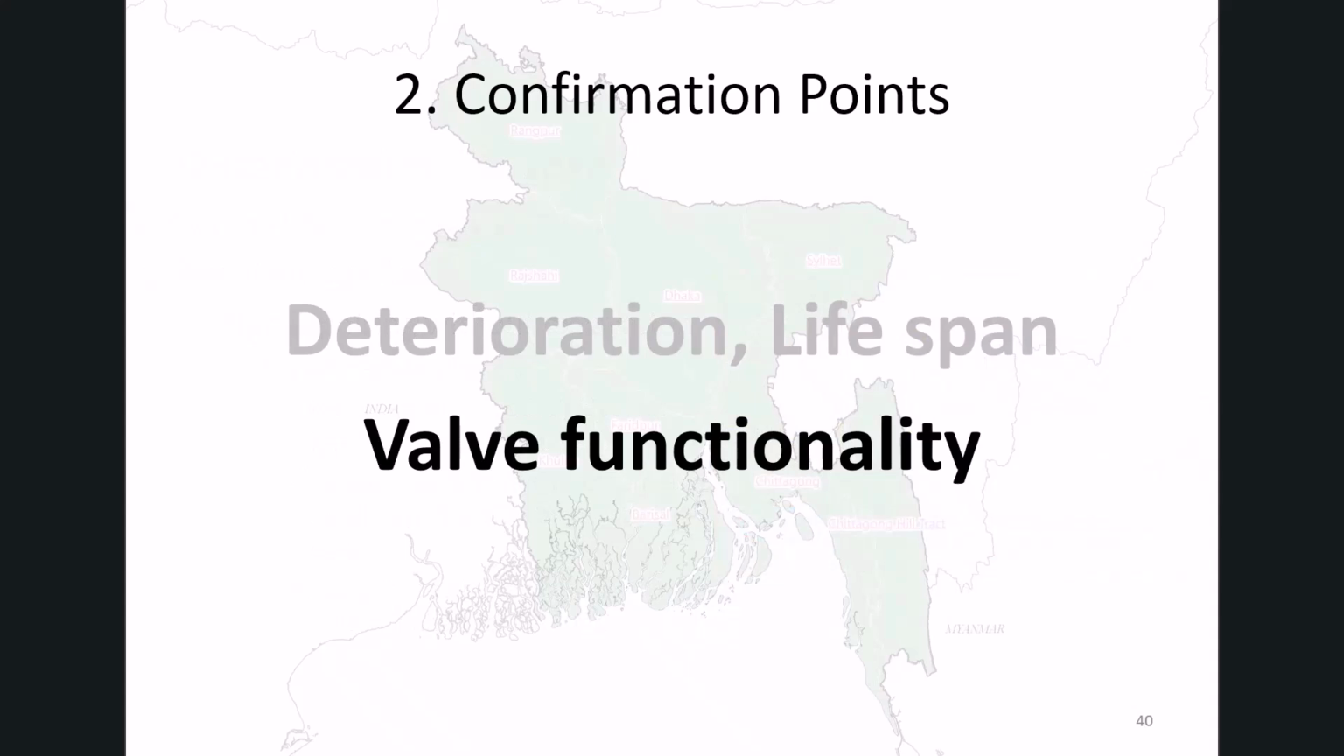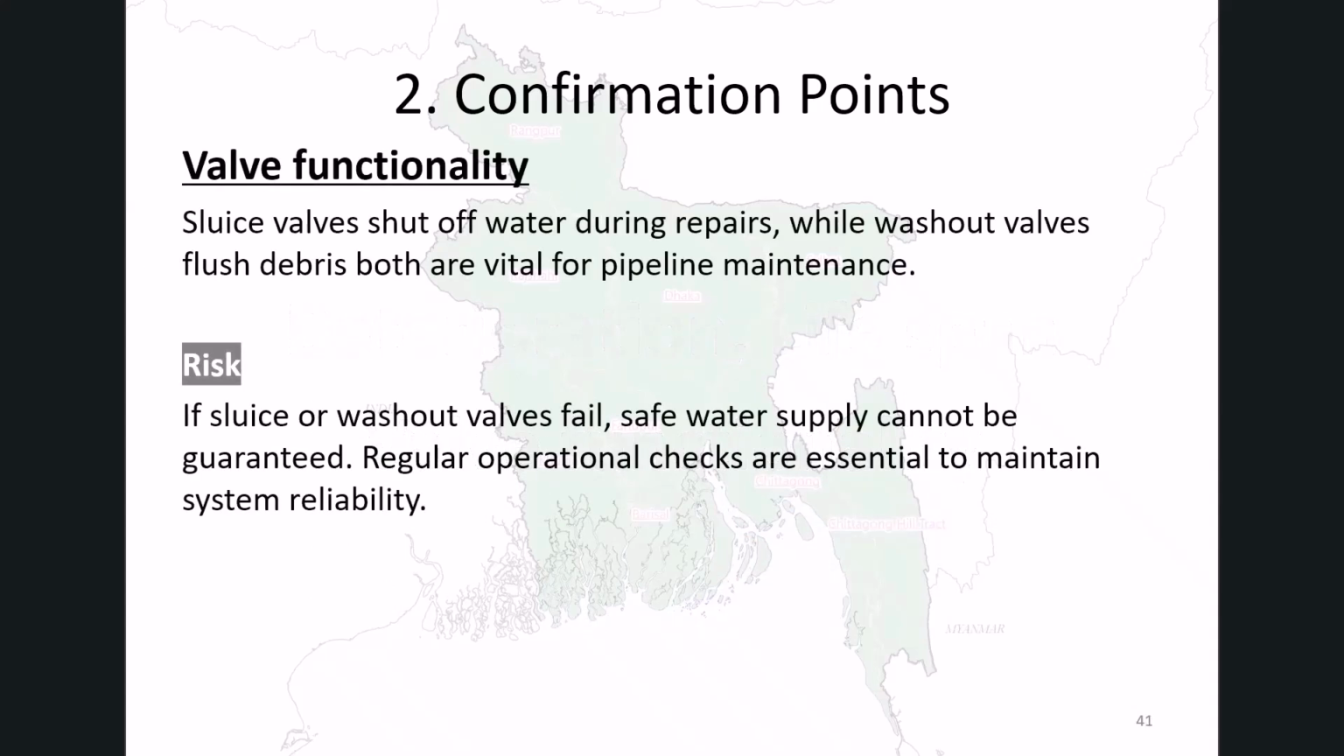The next confirmation point is valve functionality. Sluice valves and washout valves are critical for isolating pipelines and performing cleaning operations. If these valves fail, safe repair work cannot be carried out and service reliability is compromised. Regular operational checks are essential. Ensuring proper valve function is a key component of reliable water supply management.